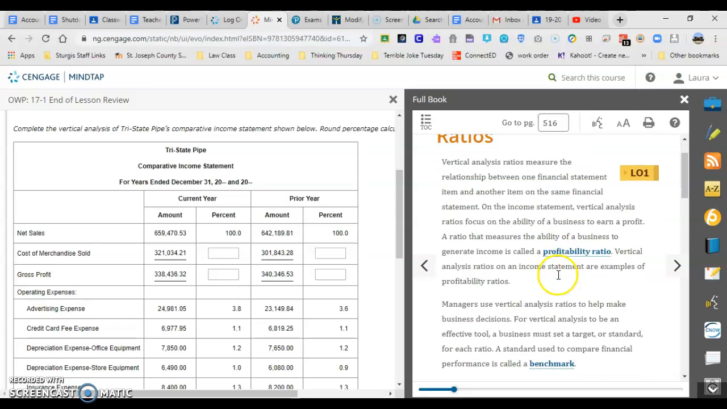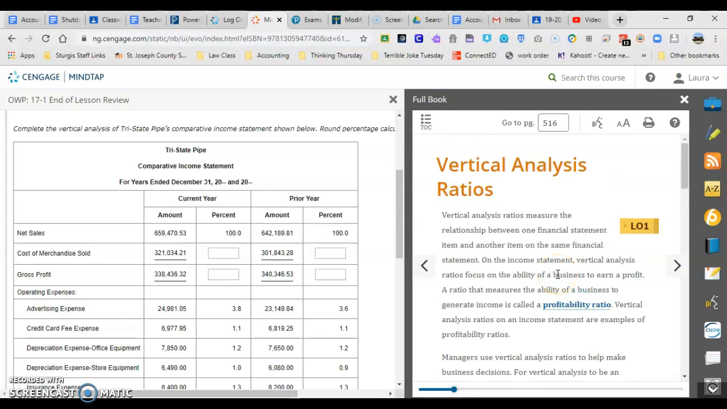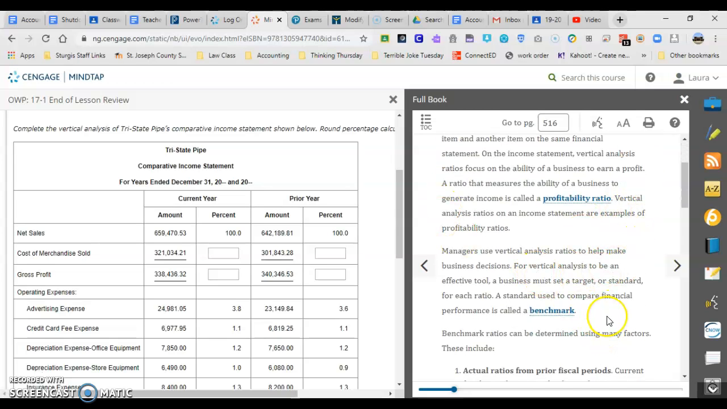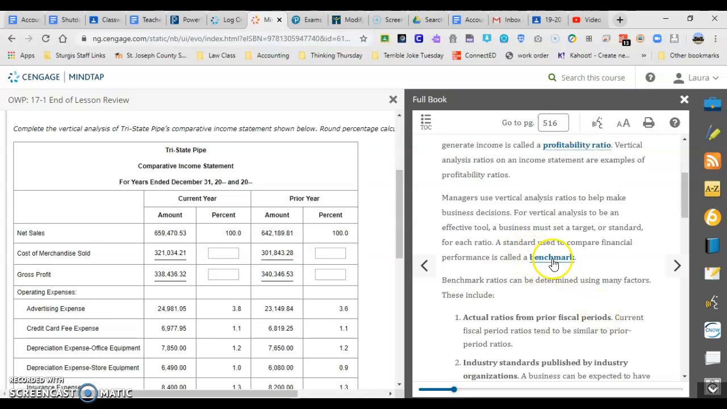So what ratios do for you, or what an analysis means, is that it gives businesses information about what's going on, more like a trend analysis. A ratio that measures their ability to get some income is called a profitability ratio. So a vertical analysis shows you where you're profitable. Managers use those to help them make decisions. They can be really effective.